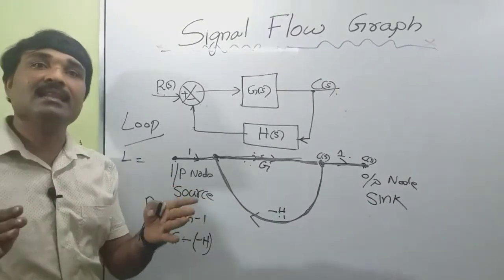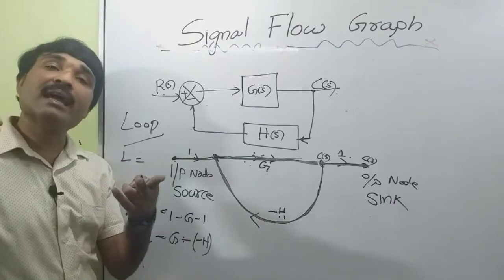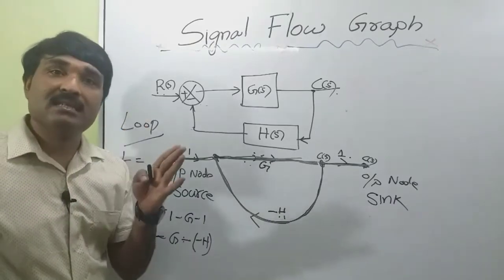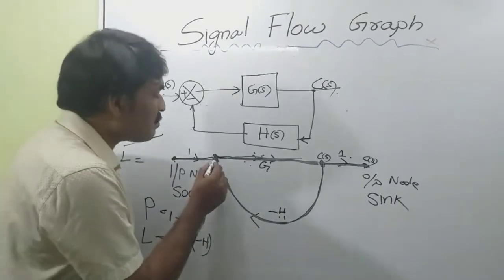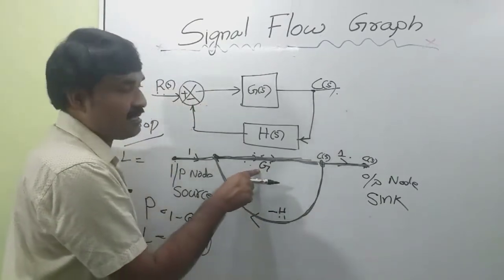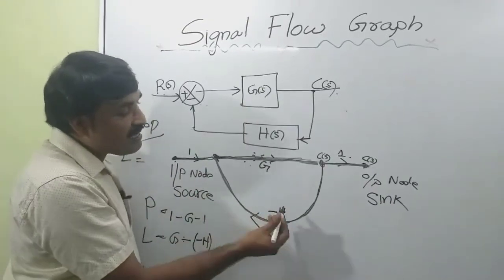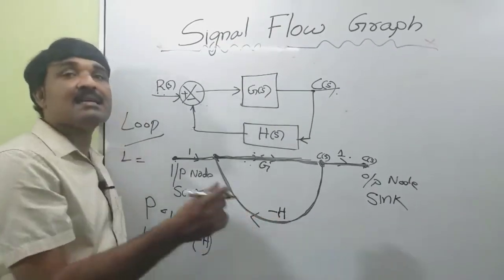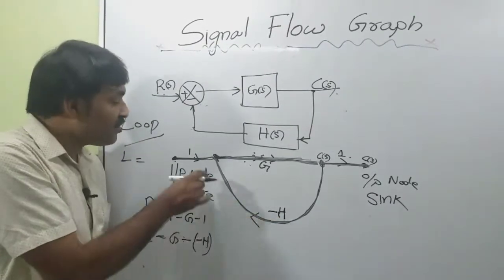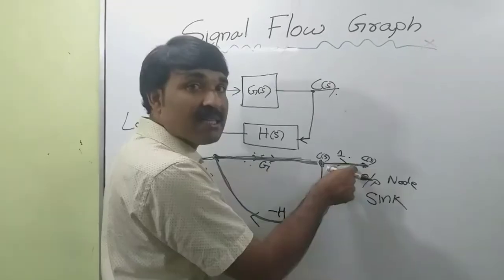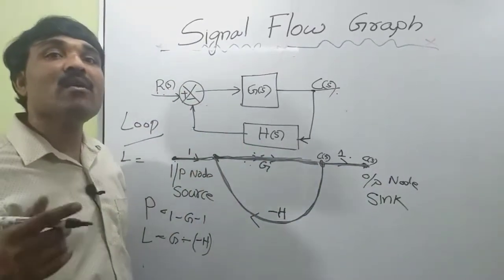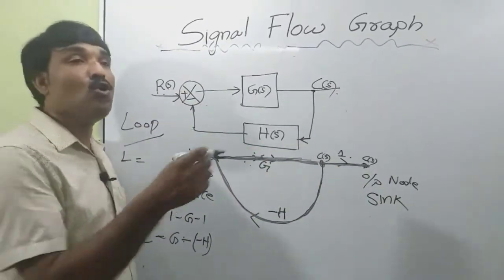Now we have to define gain or transmittance. That is the gain, which may be a complex gain or a real gain of a branch, and it is called transmittance. So for this branch, the gain is G. For this branch, the gain is minus H, so minus H is the transmittance of this branch. For this branch, the gain is 1.